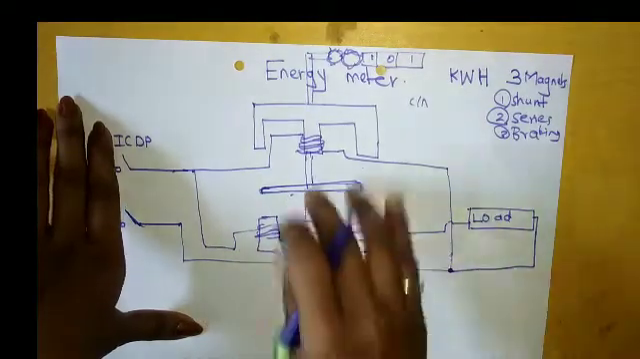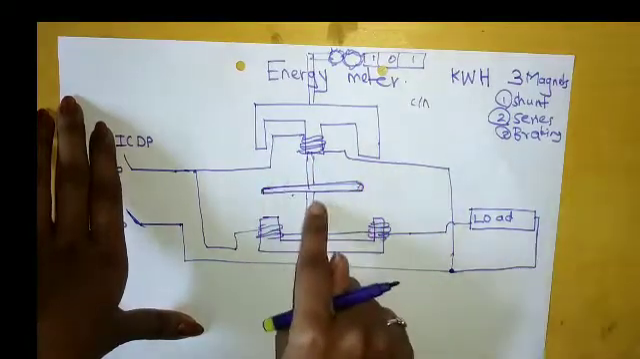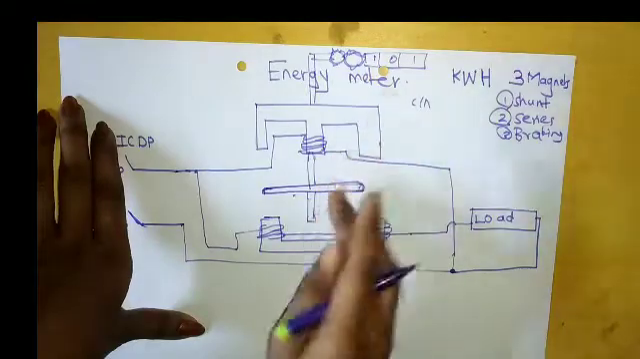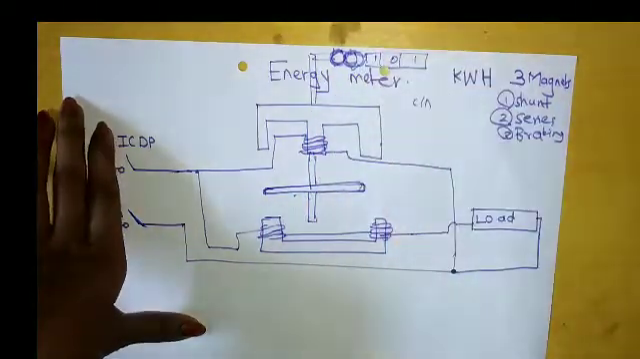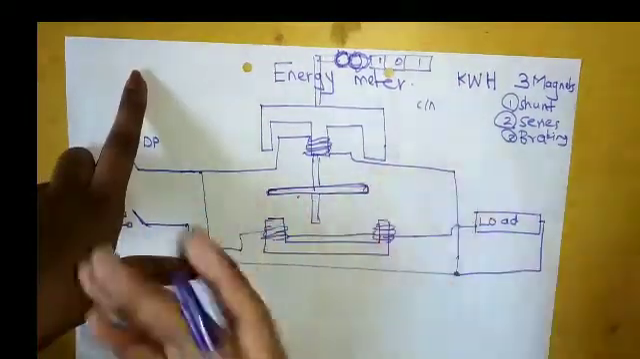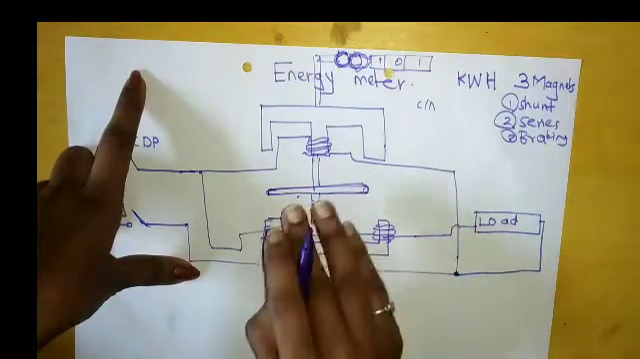Okay, now what is happening here? Flux is created, the EMF will be induced, and this disc will rotate. This is our spindle, this also will rotate, and due to that, this will also rotate, right? Now, this rotation we have to control, right? It should not rotate freely all the time. We have to control this.